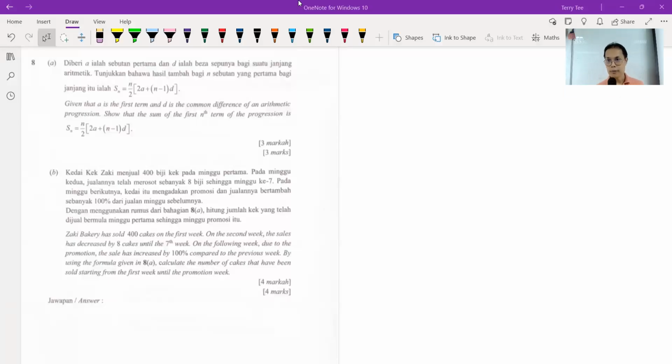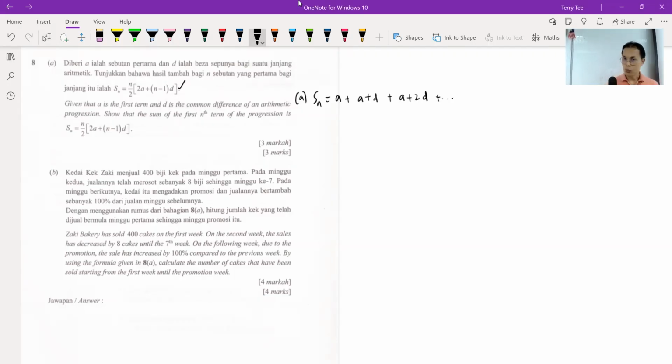Okay, question number 8. This is janjang, or progression. In fact, to be exact, this is arithmetic progression. So diberi bahawa a ialah sebutan pertama and d ialah beza sepunya bagi suatu janjang aritmetik, tunjukkan bahawa hasil tambah n sebutan pertama diberi oleh this equation. Okay, so we know that for arithmetic progression, let's say the first term, I'm going to write over here. My first term is a. Second term we put a plus d. Third term a plus 2d, and so on.